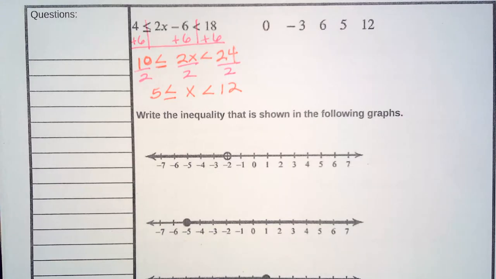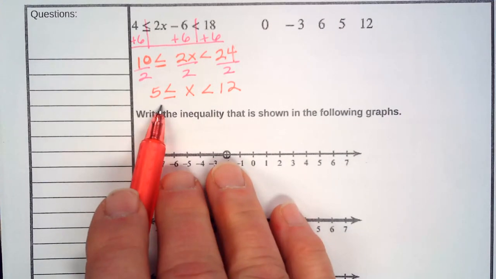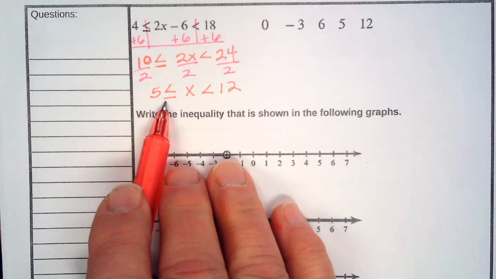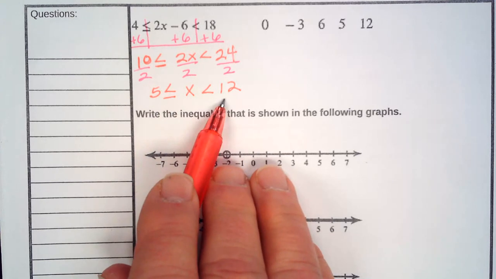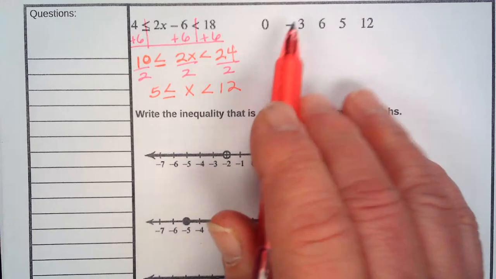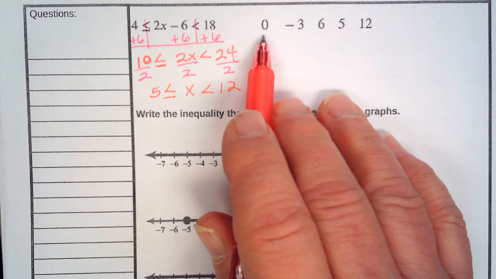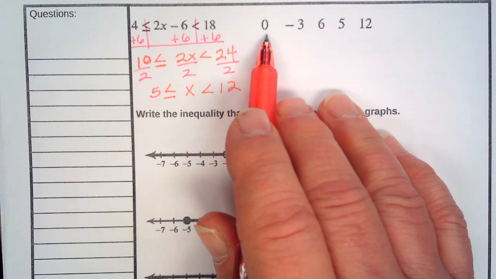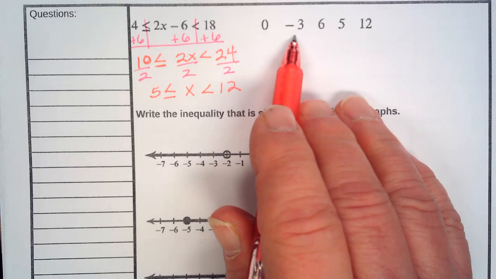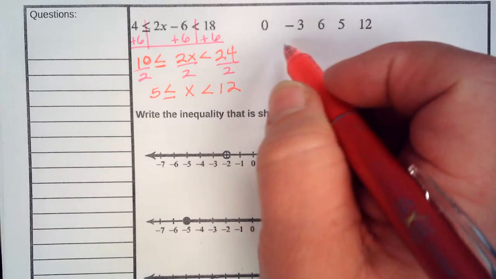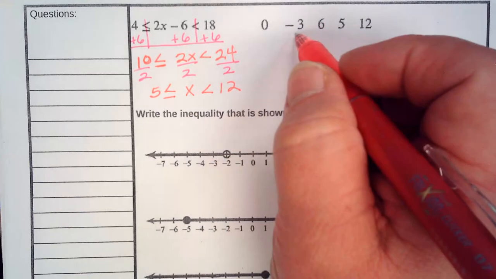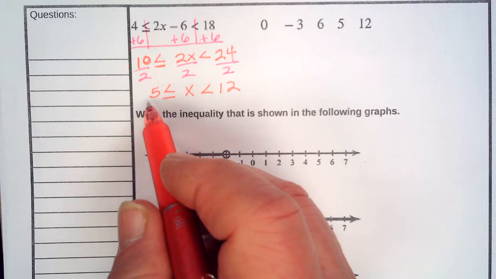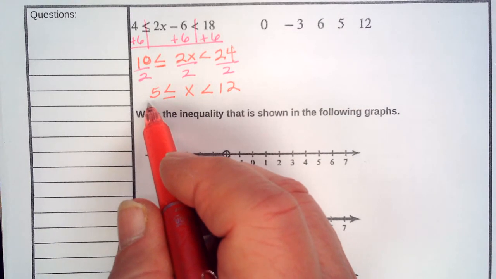Okay, so we want any number, it can be equal to 5, but it's got to be equal to or greater than 5 and still less than 12. Is 0 greater than or equal to 5? No. What about negative 3? It's not in that solution set because it is not greater than 5.